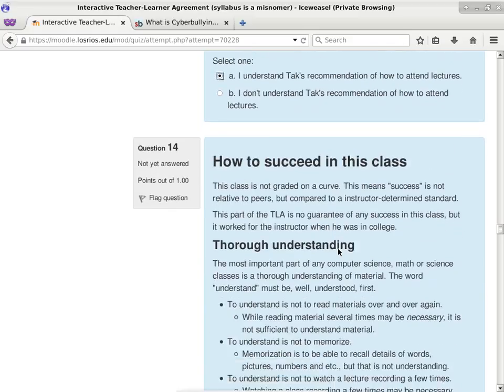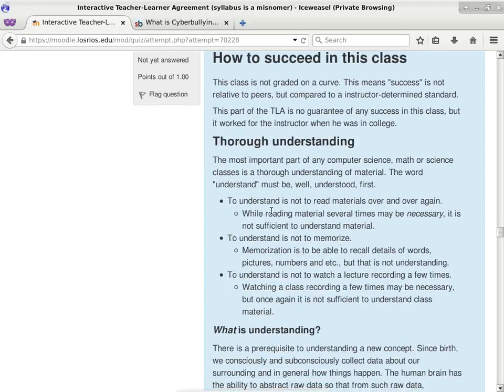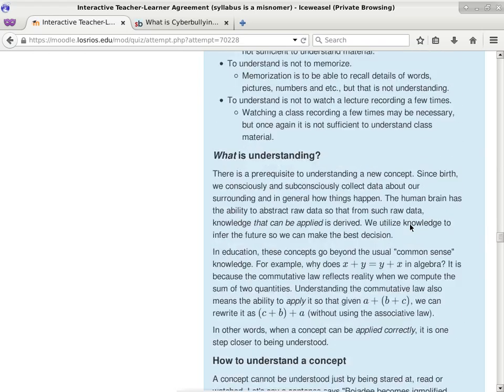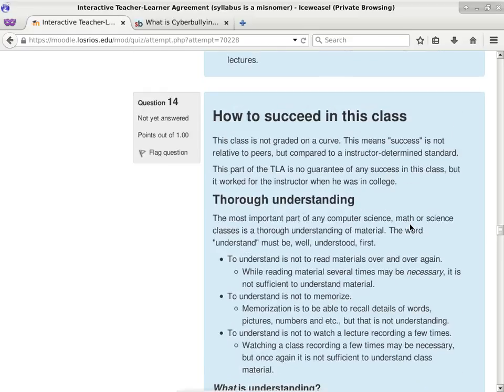Okay, how to succeed in the class? There's no guarantee. This one is kind of long, so I'm not going to read out the entire thing. You're supposed to read through this whole thing, but I'm not going to read it all through.